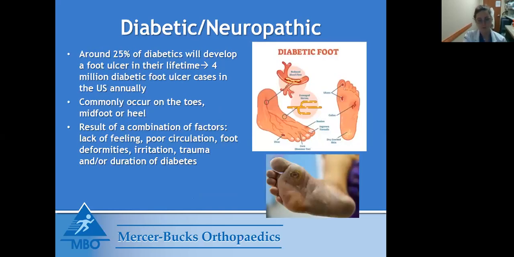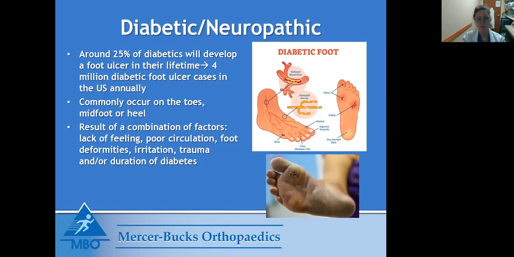So the next wound I'm going to talk about is a diabetic or a neuropathic wound. Diabetics oftentimes have neuropathy, and that is often the cause or the precursor to developing these wounds. Approximately 25% of diabetics will develop a foot ulcer in their lifetime. And this is an old quote, quoting 4 million diabetic foot ulcer cases in the US annually. I would bet that it's much higher at this point. This quote, I believe, is from 2014.